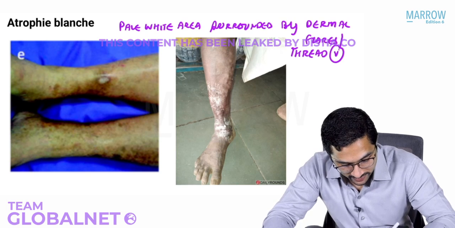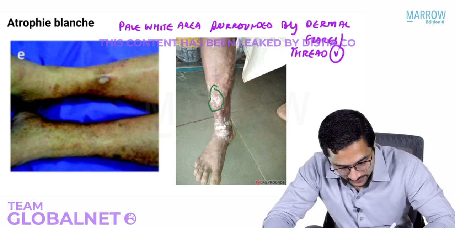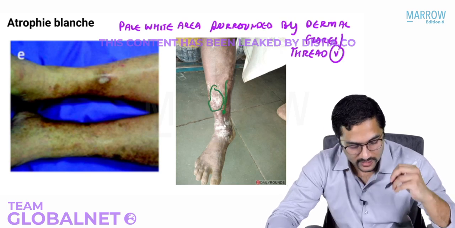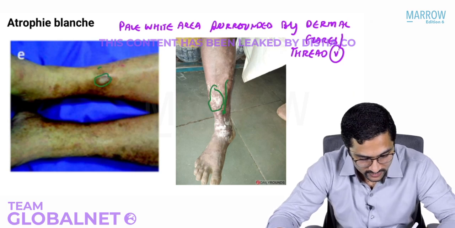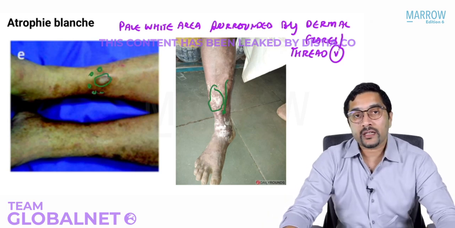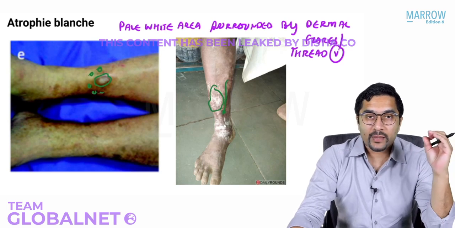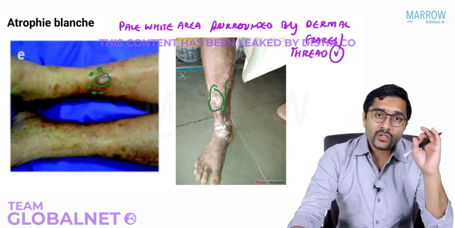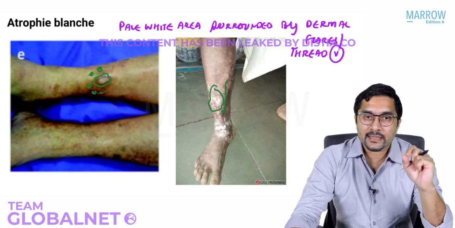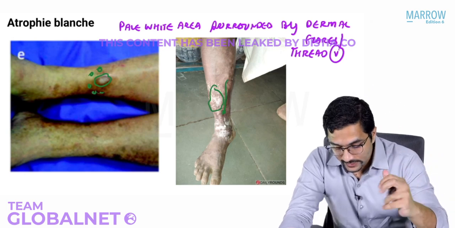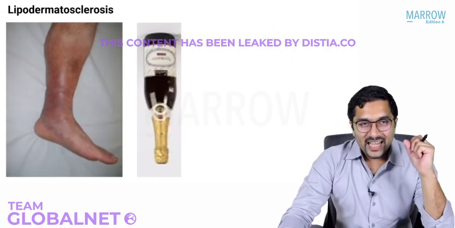So you can see this whitish hypopigmented area, and you can see the varicosities around it, right? So this is known as atrophy blanche. This is also thought to be an early sign of advanced venous disease. Okay, so this also you should know about.